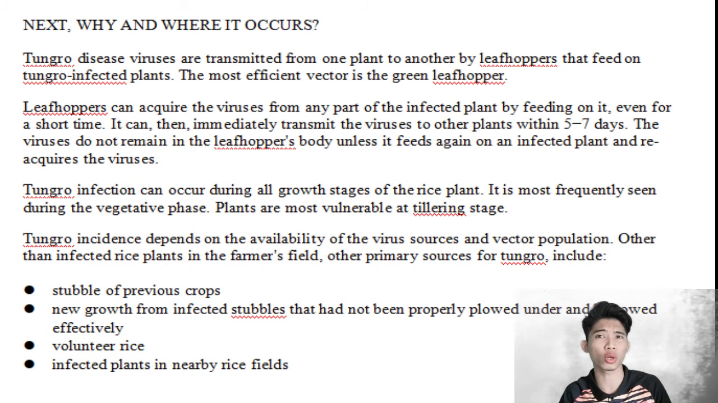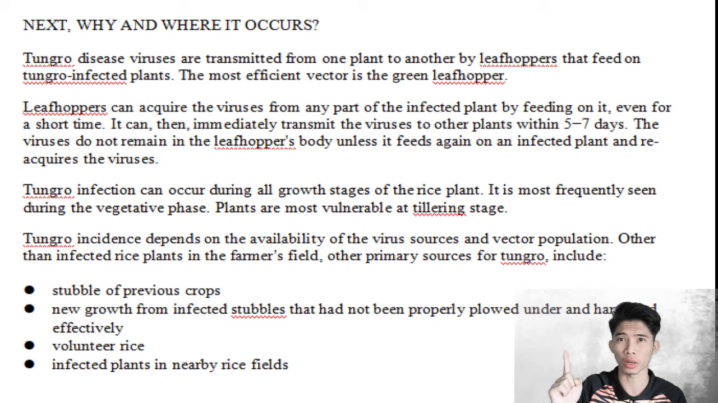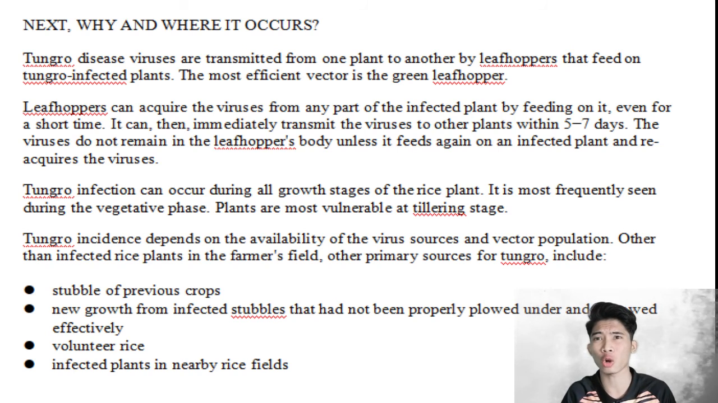Why and where does it occur? Tungro disease virus is transmitted from one plant to another by leafhoppers that feed on tungro infected plants. The most important vector is the green leafhopper. Leafhoppers can acquire the virus from any part of the infected plant by feeding on it, even for a short time. It can then immediately transmit the virus to other plants within 5 to 7 days.